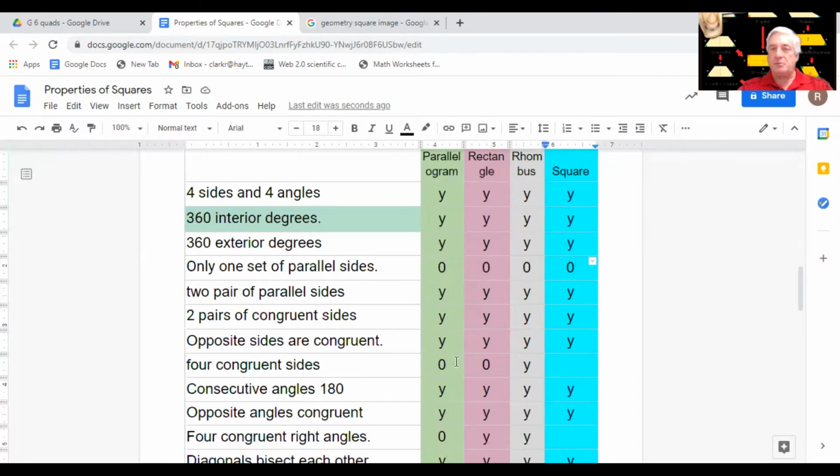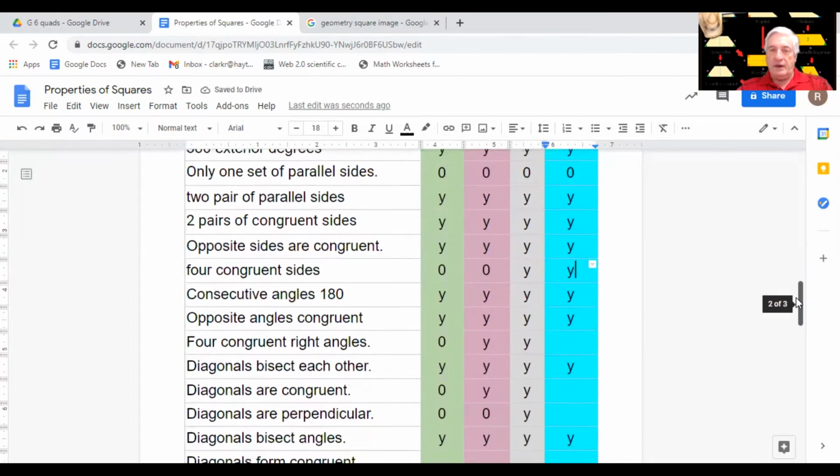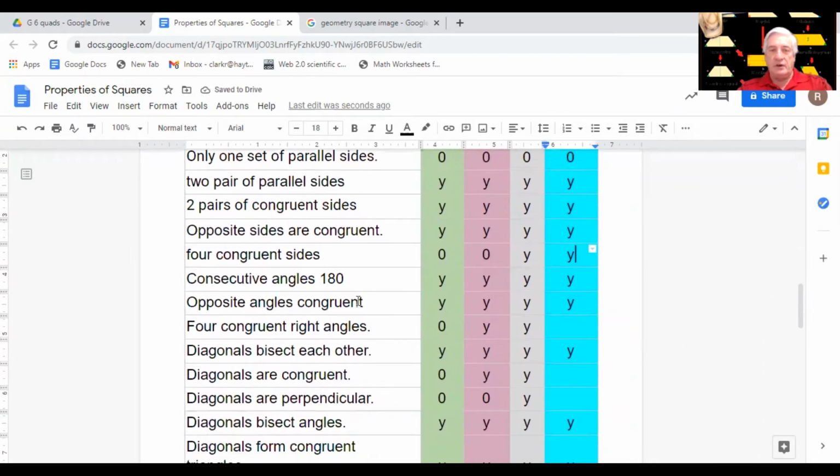Take a look at four congruent sides. If it wasn't true about a parallelogram, it wasn't true about a rectangle, it was true about a rhombus, and a square is a rhombus, so put a Y there. Next, we come down to four congruent right angles. It was not true about most parallelograms. It was not true about a rhombus. It was true about a rectangle. Since a square is a rectangle, put a Y over there.